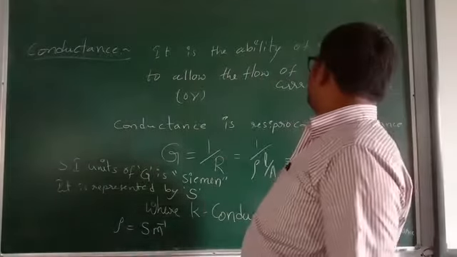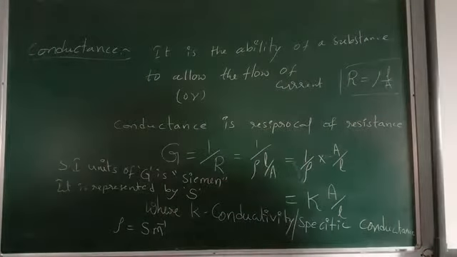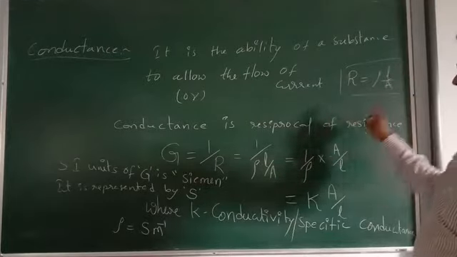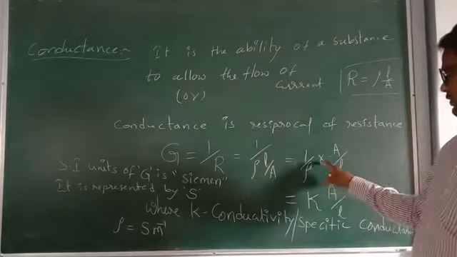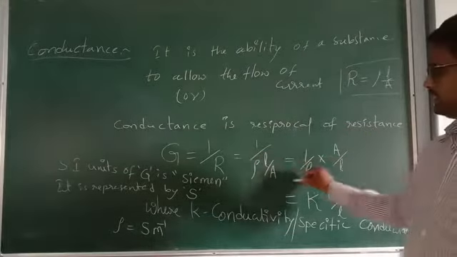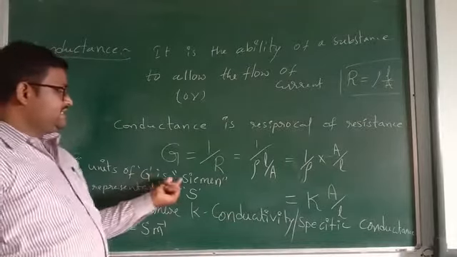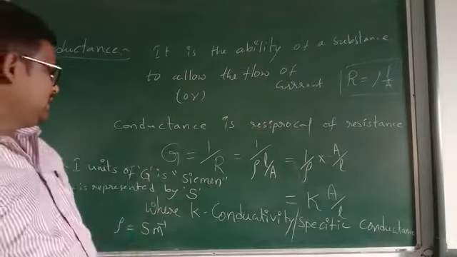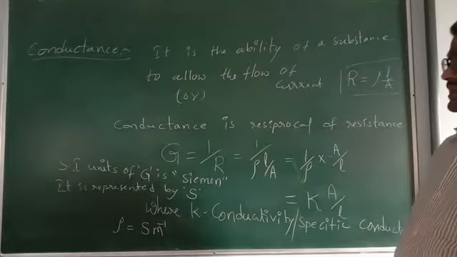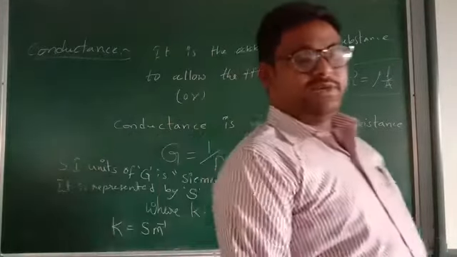So, conductance is the ability of a substance to allow the flow of current, or it is also defined as the reciprocal of resistance. So G equals 1 by R. Instead of R we can write rho into L by A. If we rewrite the equation, 1 by rho into L, the A will come up because it is reversed when the denominator comes up, so A by L. SI units of conductance G is Siemens, represented by capital S, whereas conductivity or specific conductance kappa has units Siemens meter inverse.